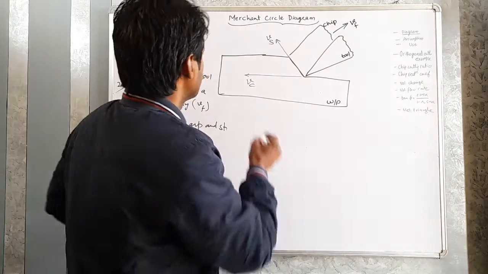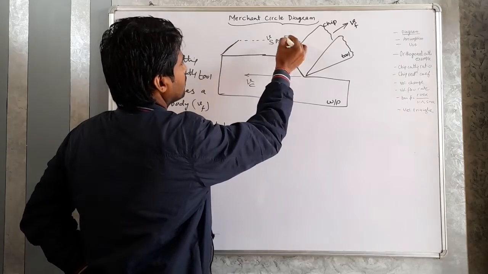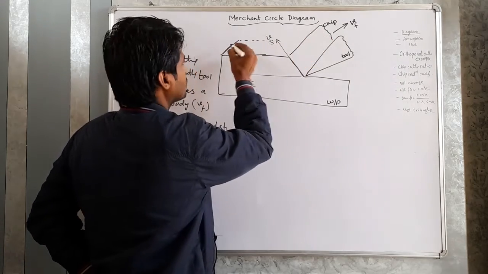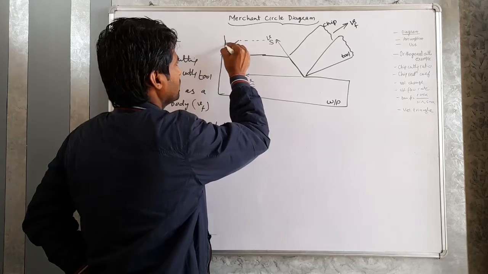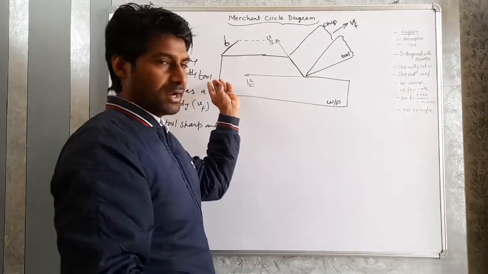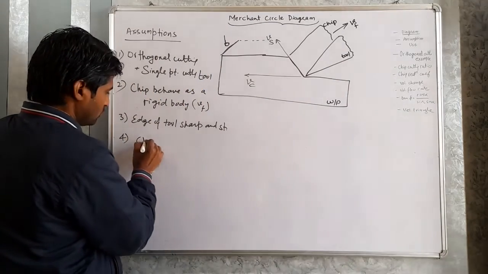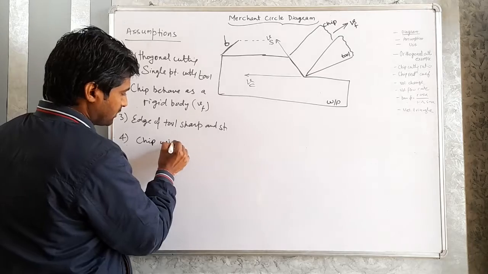Next, suppose this is the width b of this workpiece and similarly this will be the width of this chip also. The width of the chip before and after cutting will remain constant. Chip width is constant.